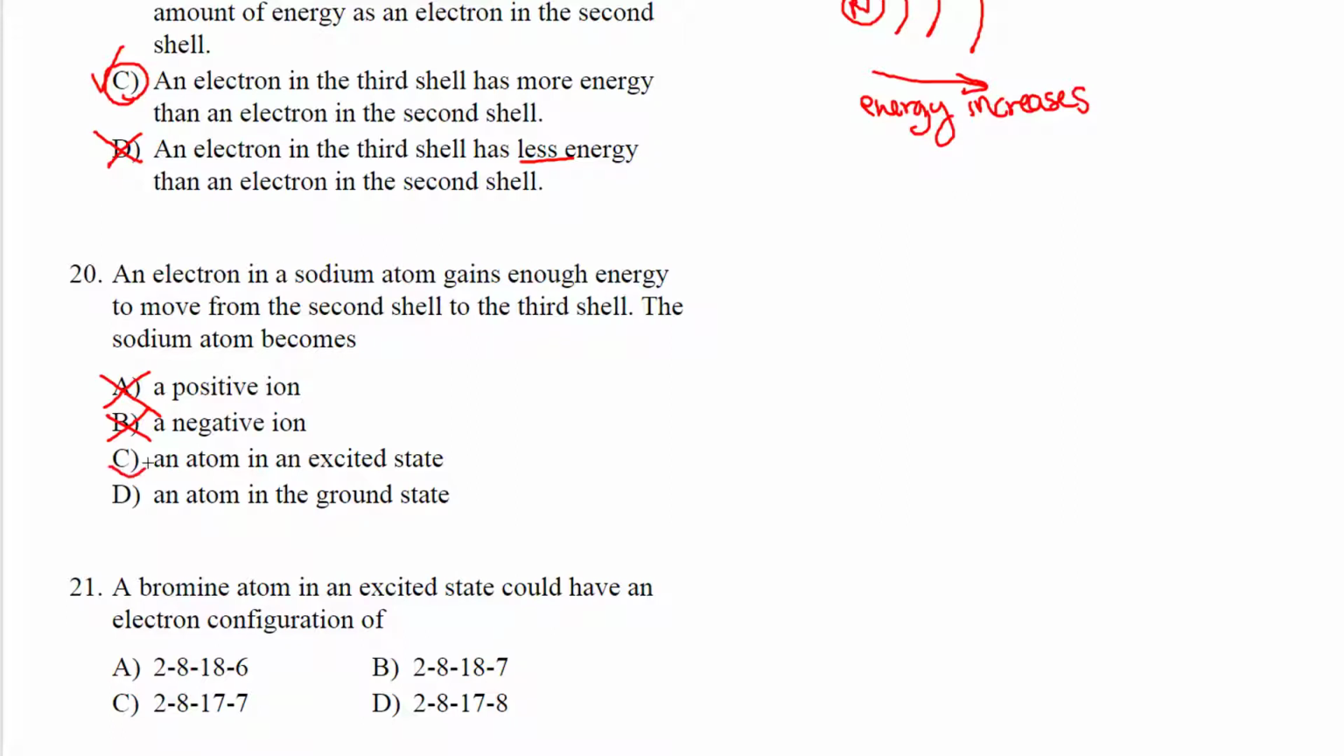C, an atom in an excited state. This is definitely our best answer here because we are moving from the second to the third shell. That means we're moving higher up in our energy, and that is literally what it means to be excited. Atom in the ground state, nope, because ground state is unexcited. No electrons have gone beyond their native orbital levels. Let's look at question 21.